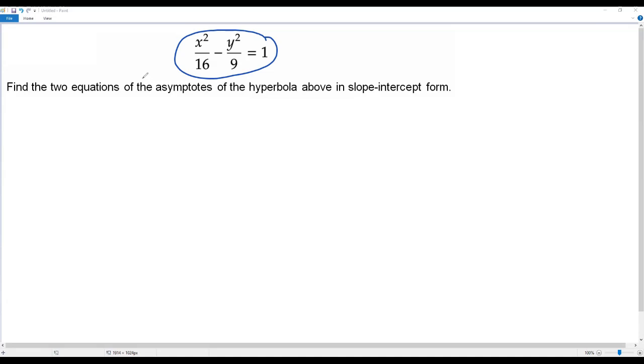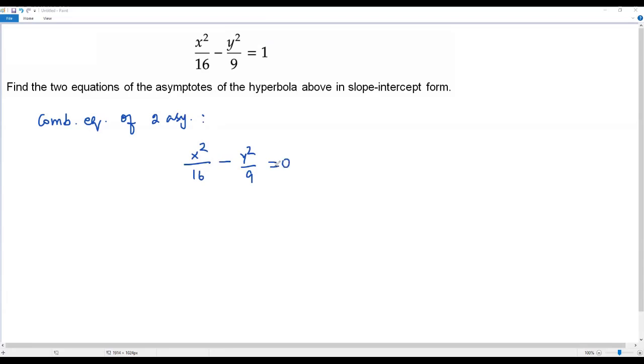Whenever the equation of a hyperbola is given in standard form, to get the combined equation of the two asymptotes, I have to replace this 1 by 0. Now let me write it over here. So to get the combined equation of the two asymptotes, in the given equation of the hyperbola in standard form, the 1 on the right side has to be replaced by 0. Then I'm getting x squared over 16 minus y squared over 9 equals 0. So now I have the combined equation of the two asymptotes.